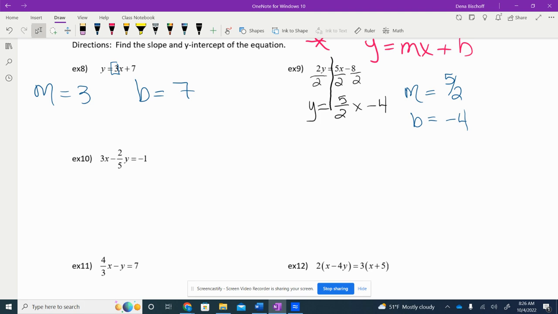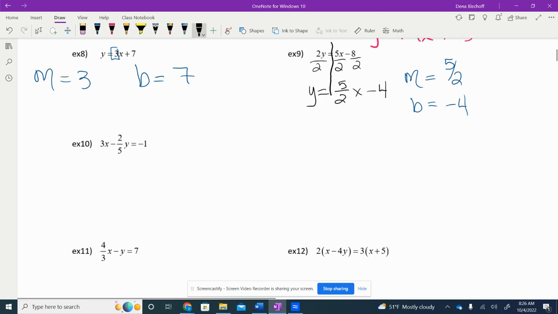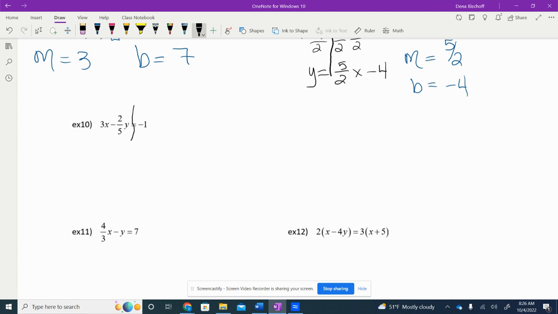Okay, let's look at example number 10. What are we thinking? Subtract 3x. Keep going with it, Macy. You're right. That gives me -2/5 y equals -3x minus 1. Notice that I put the x term first because I want to model y equals m times x plus b. So make that x term come first on the other side.